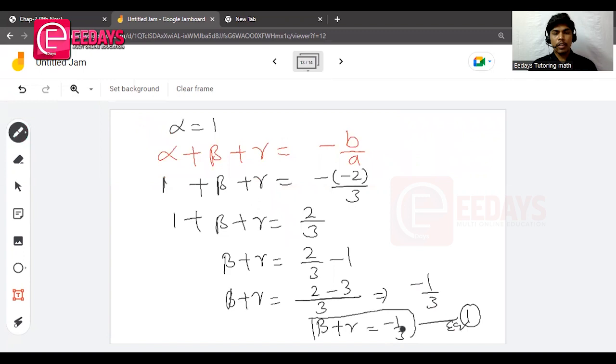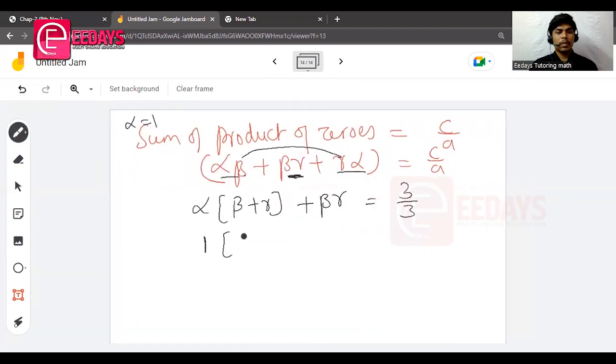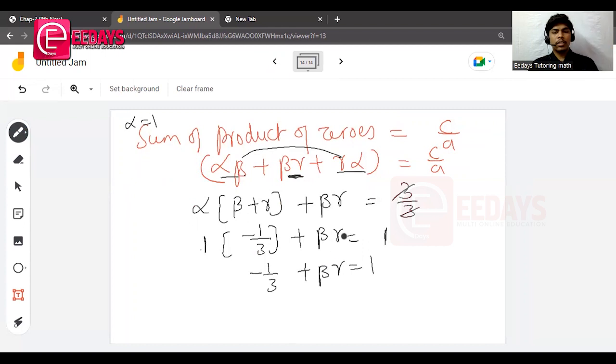Beta plus gamma, just now we got minus 1 by 3. That's why I substituted minus 1 by 3 here. And beta gamma is equal to 3 by 3. If you cancel further, you'll get 1. So 1 into minus 1 by 3 gives minus 1 by 3 plus beta gamma is equal to 1. If you transfer minus 1 by 3 to the other side, beta gamma is equal to 1 plus 1 by 3. All right. Now, 1 plus 1 by 3 is nothing but 4 by 3.